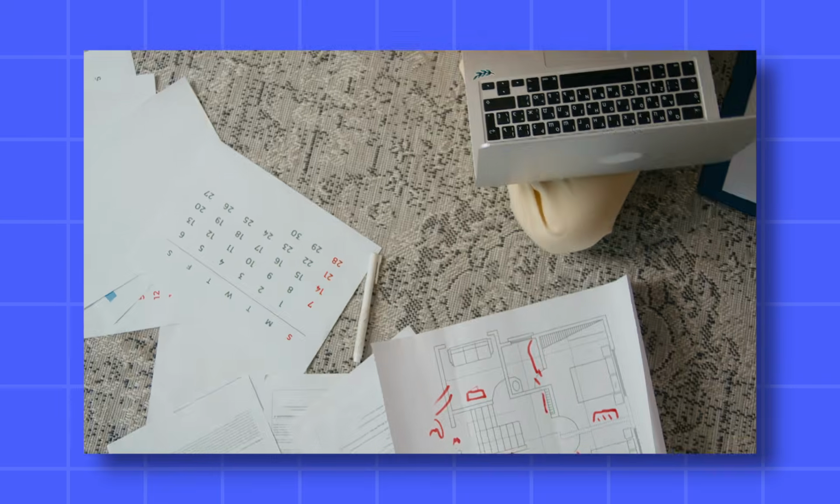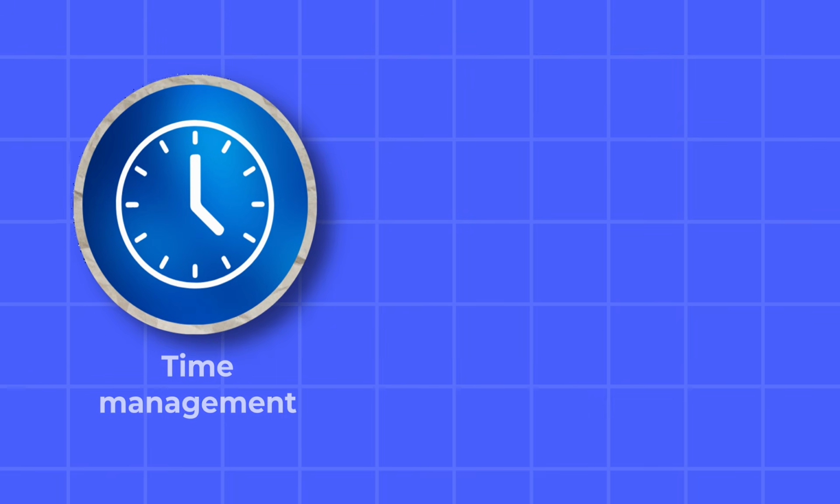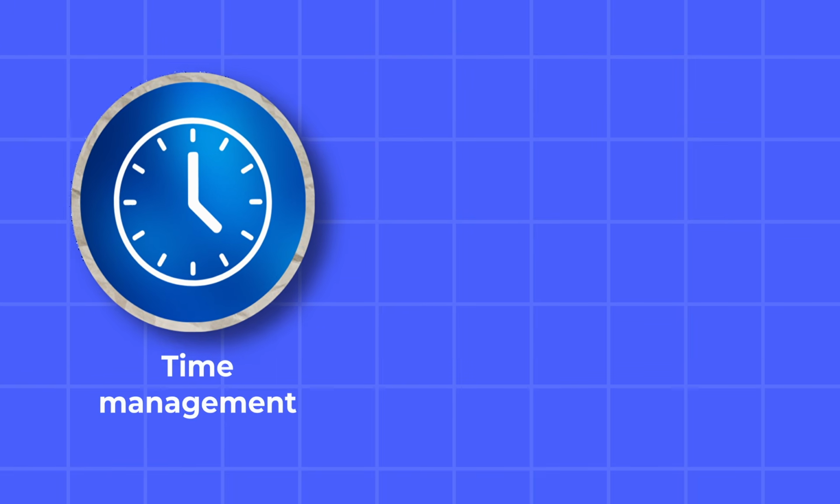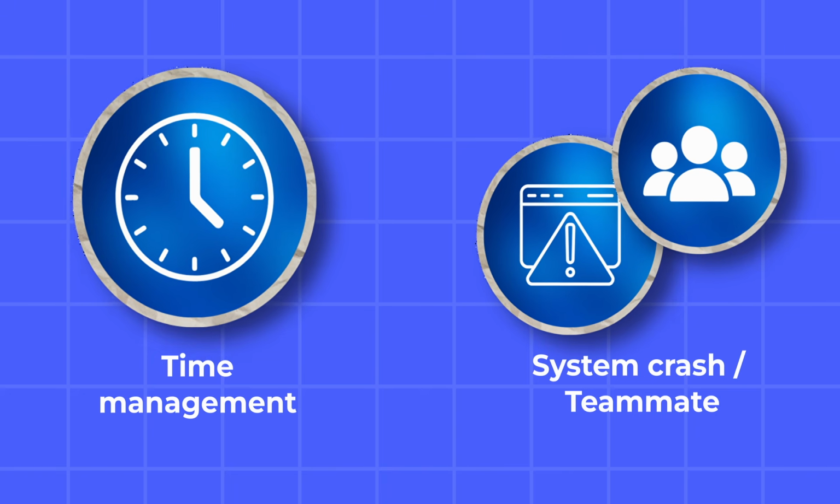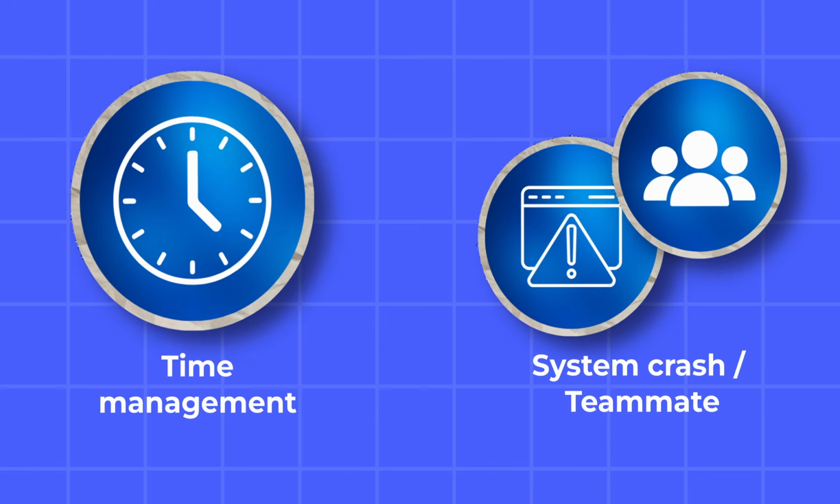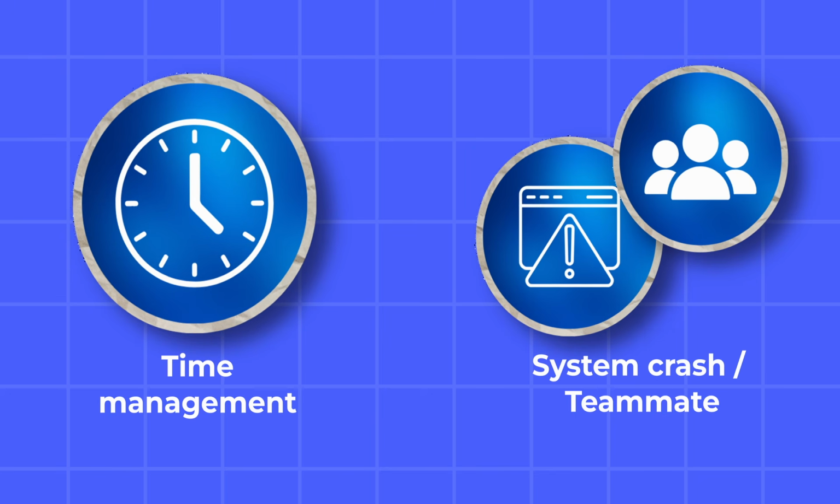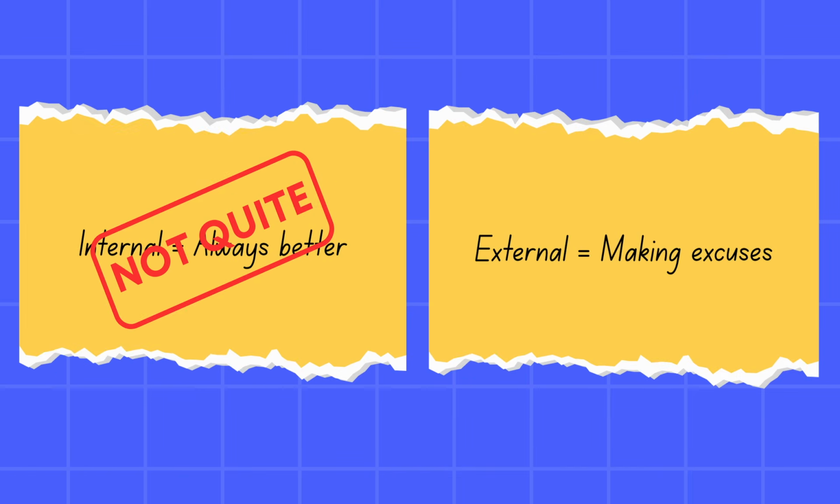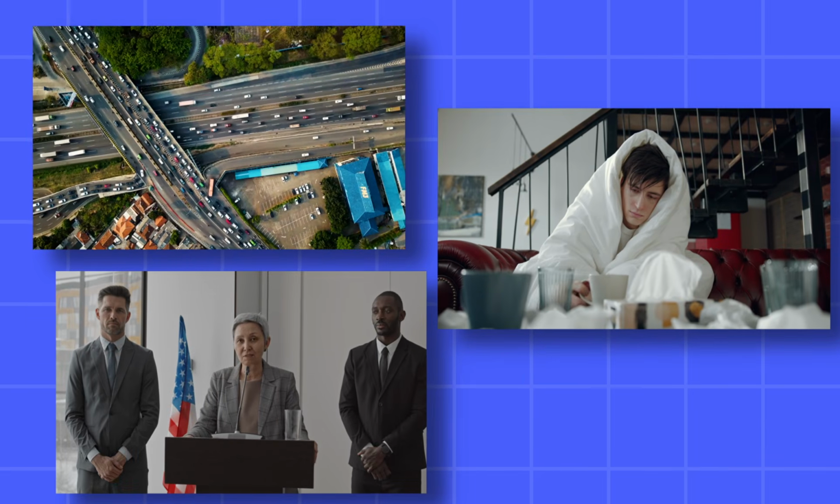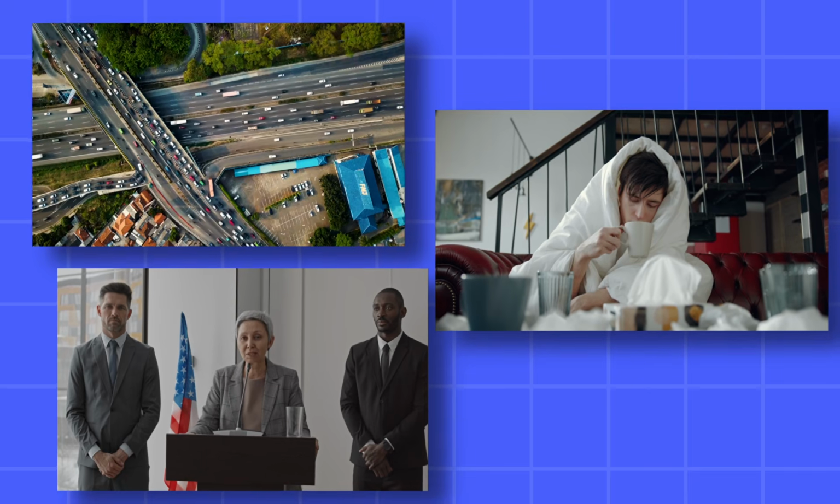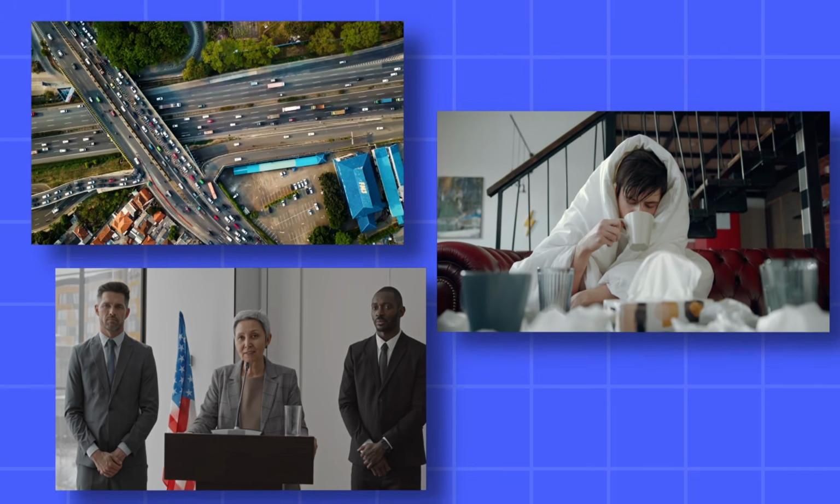For instance, imagine missing a deadline. An internal explanation might be I didn't manage my time well. An external one could be the system crashed or my teammate didn't deliver. Both factors may matter, but the explanation you default to shows where your locus leans. That's why psychologists stress internal isn't automatically better, and external isn't just excuse-making. Sometimes traffic, illness, or policy really do determine outcomes. In the end, accuracy matters more than bias.